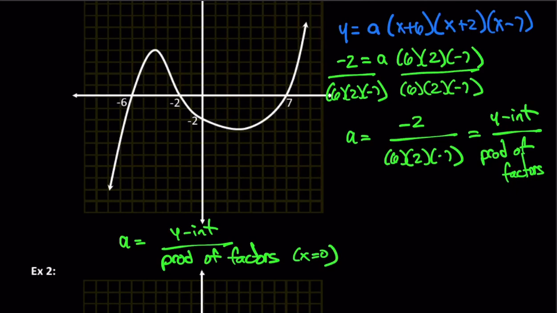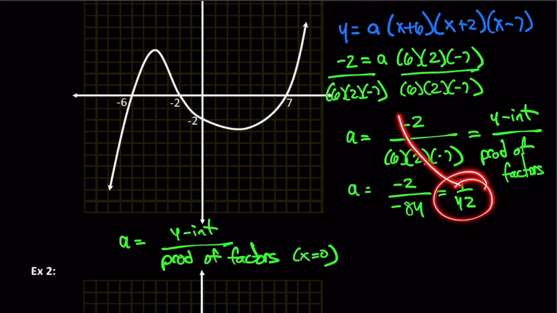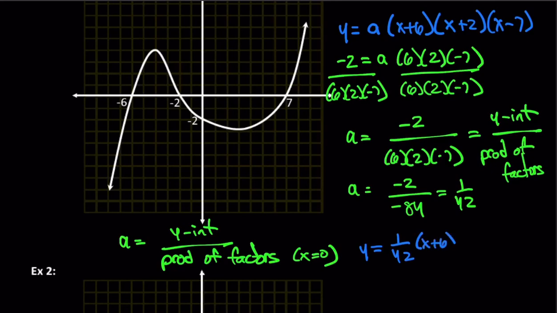All right, so if I actually calculate that, I get -2 over, what's that, 12 times -7, that's -84. And you can simplify that fraction to 1 over 42. So that now has to go here. Let me rewrite that equation with everything in it. Y equals 1 over 42 times x plus 6, x plus 2, x minus 7.